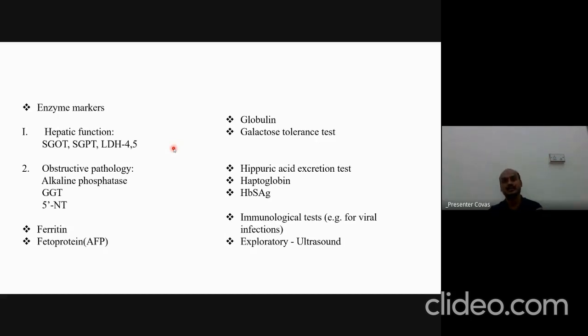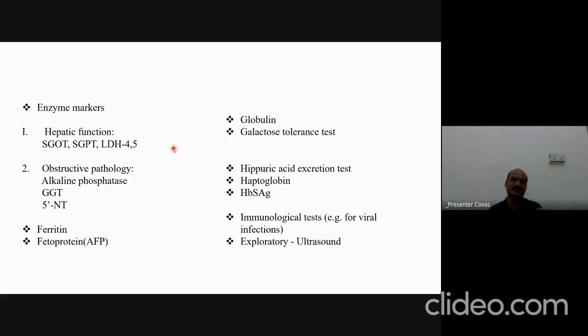Next, we have the galactose tolerance test. One of the functions of the liver is to metabolize things. If we give galactose to the patient, we expect that galactose should be metabolized within 2 hours. If it is not being metabolized, it means that the liver is not functioning properly. Next is the hippuric acid excretion test. Like many drug molecules, hippuric acid also combines with some drug molecules and gets excreted. So that test we can perform for the liver.